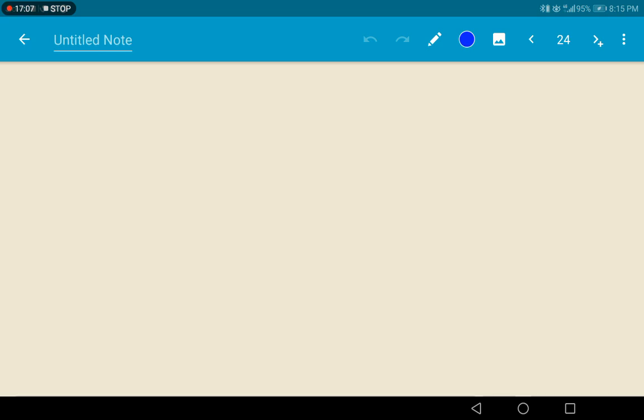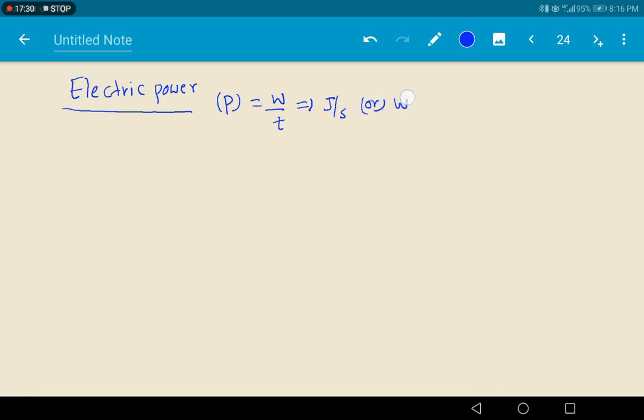Next, let us discuss the electric power. We already discussed the basic formulas for electric power. Electric power is equals to work done by time. So the unit is joule by second, or it is watt. Sometimes we also measure in kilowatt. Kilowatt we can represent as kW.